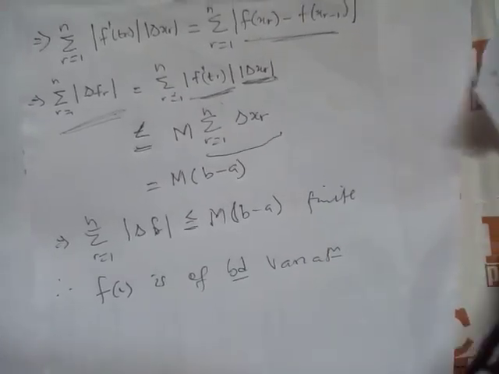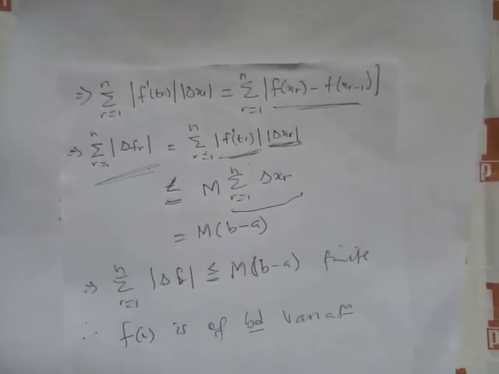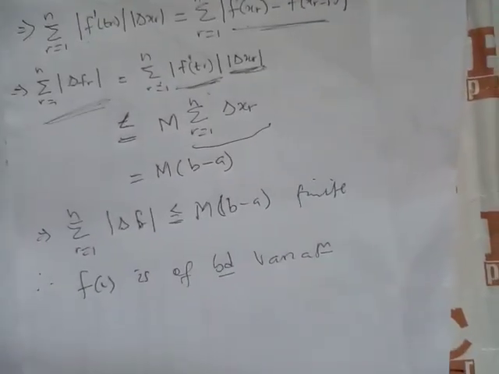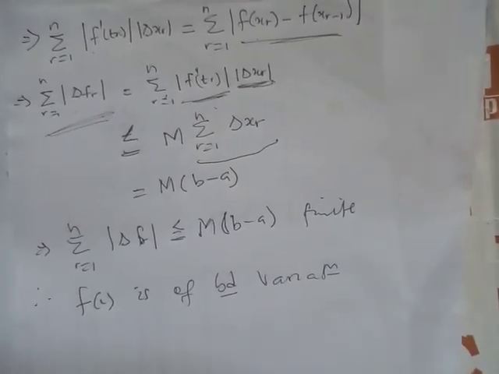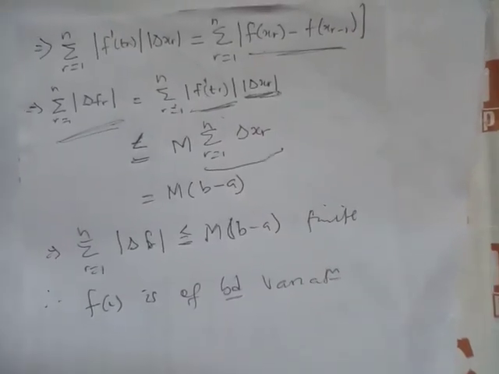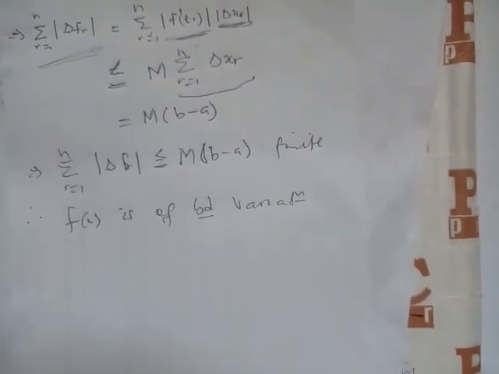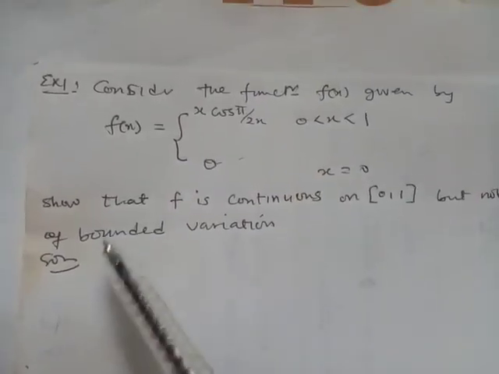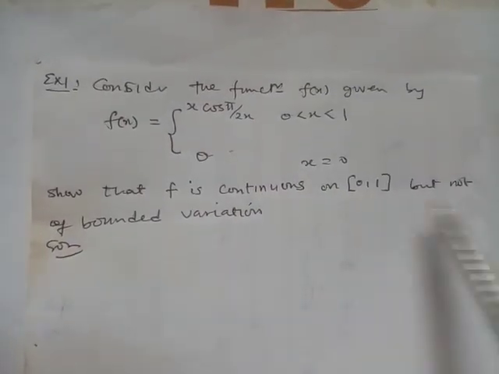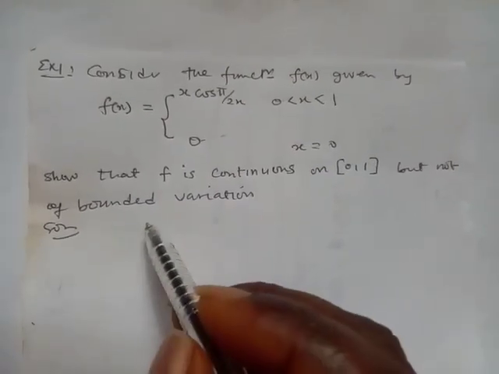Now the following, we take an example. That example will throw more light on the fact that not every continuous function is of bounded variation. In that case, take the following example. So we have the question here. Consider this given function. We show that this function is continuous on this interval, but not of bounded variation on the same interval.